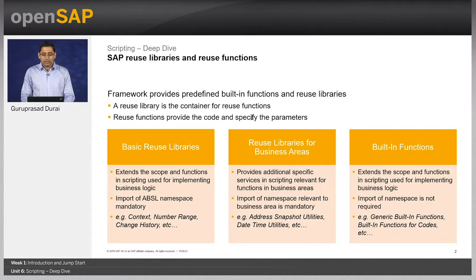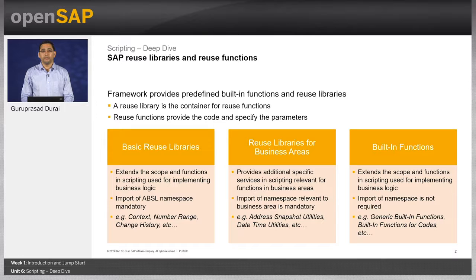Let me give you a quick brief about SAP reuse library and reuse functions. SAP Cloud Application Studio framework provides predefined built-in functions and reuse libraries. A reuse library is a container which can have multiple reuse functions. A reuse function has the code with importing and returning parameters. Below are the three libraries which are provided out of the box: the basic reuse libraries, reuse libraries for business areas, and built-in functions.